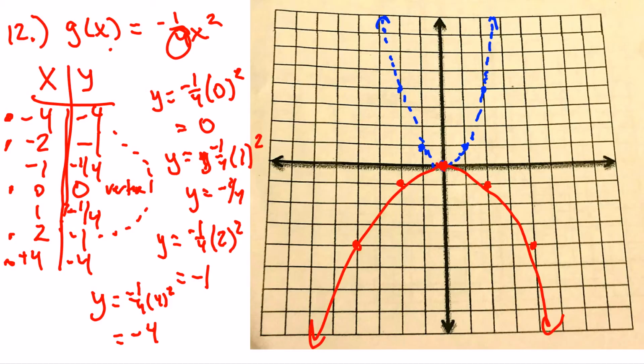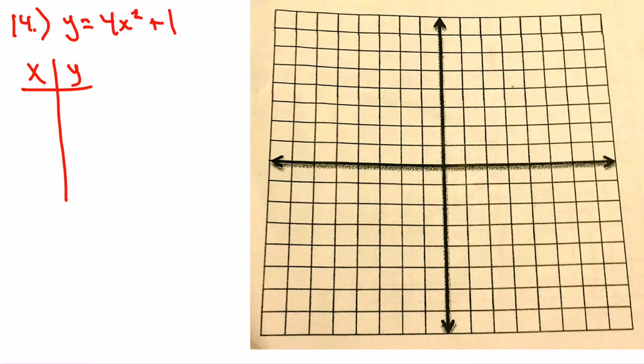Now, my new graph is flipped and wider. That's it. Alright, number 14, I have y equals 4x squared plus 1.